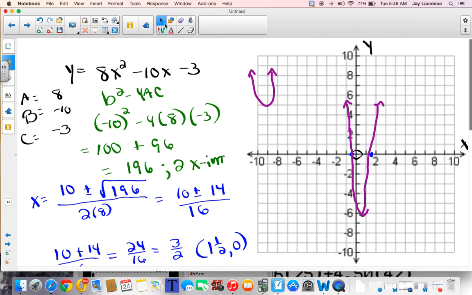All right, that's it. So we found the discriminant to determine how many zeros. We went and found our zeros. And then we found our vertex. And remember, the vertex has 2 parts to it. All right, so we're graphing parabolas.